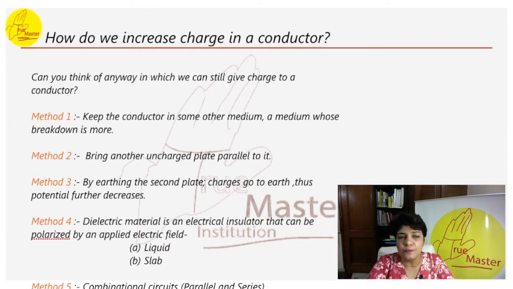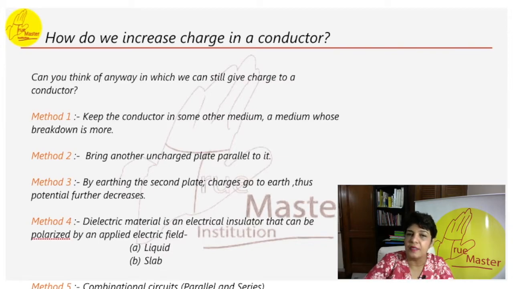Now method two: if we want to give more charge to a conductor plate, we can bring another plate. This is the plate, and we bring another plate. When the plates are close enough, due to induction, charges from the first plate will move to the second plate, and the first plate will always be empty to receive more and more charges.